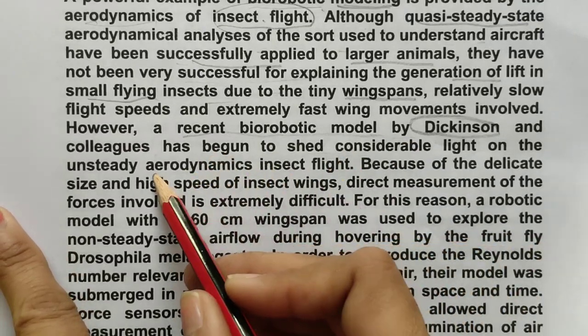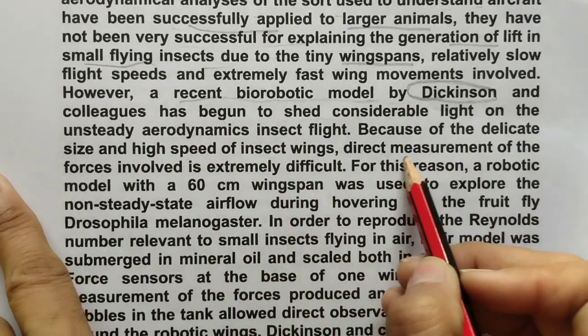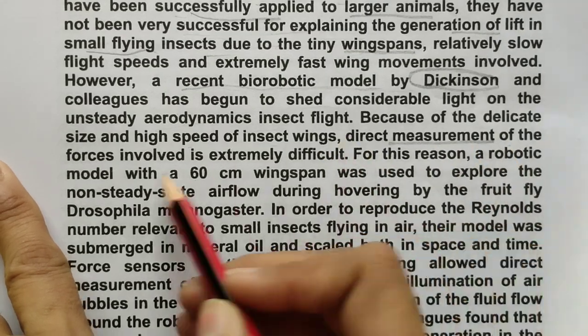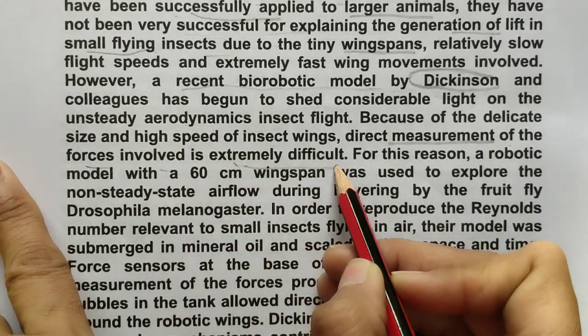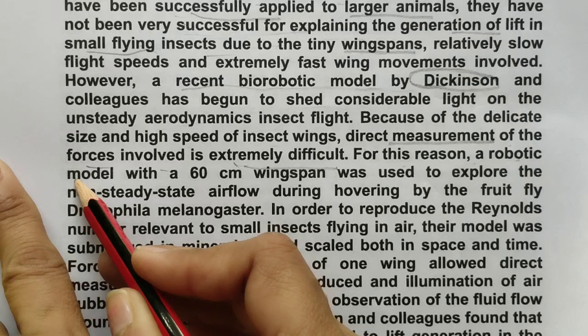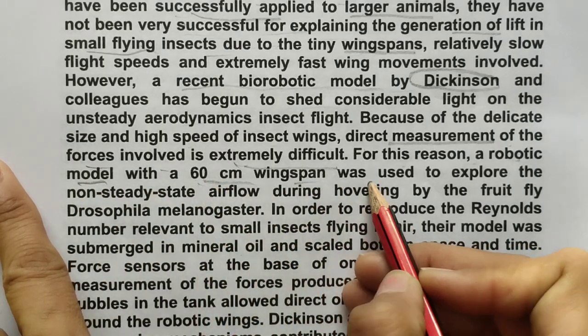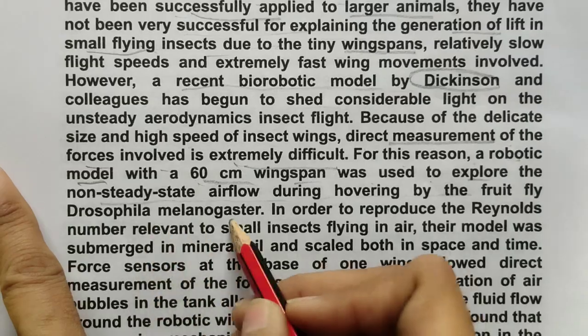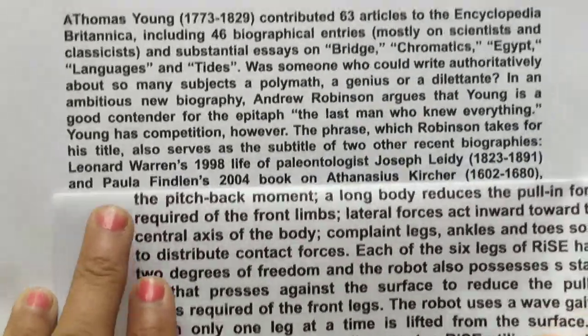Okay. High speed measurement is here. Direct measurement of the forces involved is extremely difficult. For this reason, a robotic model with a 60 centimeter wingspan was used to explore the known steady state hovering by the fruit fly. Okay, but we are looking for, just a minute, the question.